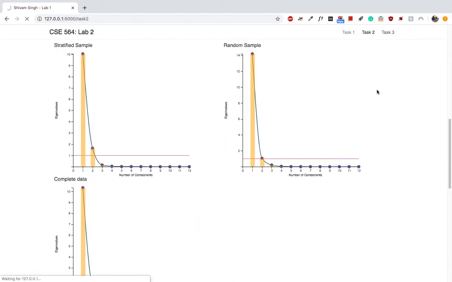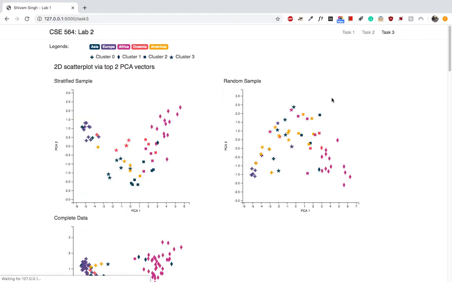Finally, moving to task 3. The third task is related to visualizing the original and reduced data. Before exploring the visualization, let us have a quick look at the legends. As you can see, we have two different kinds of categorization.